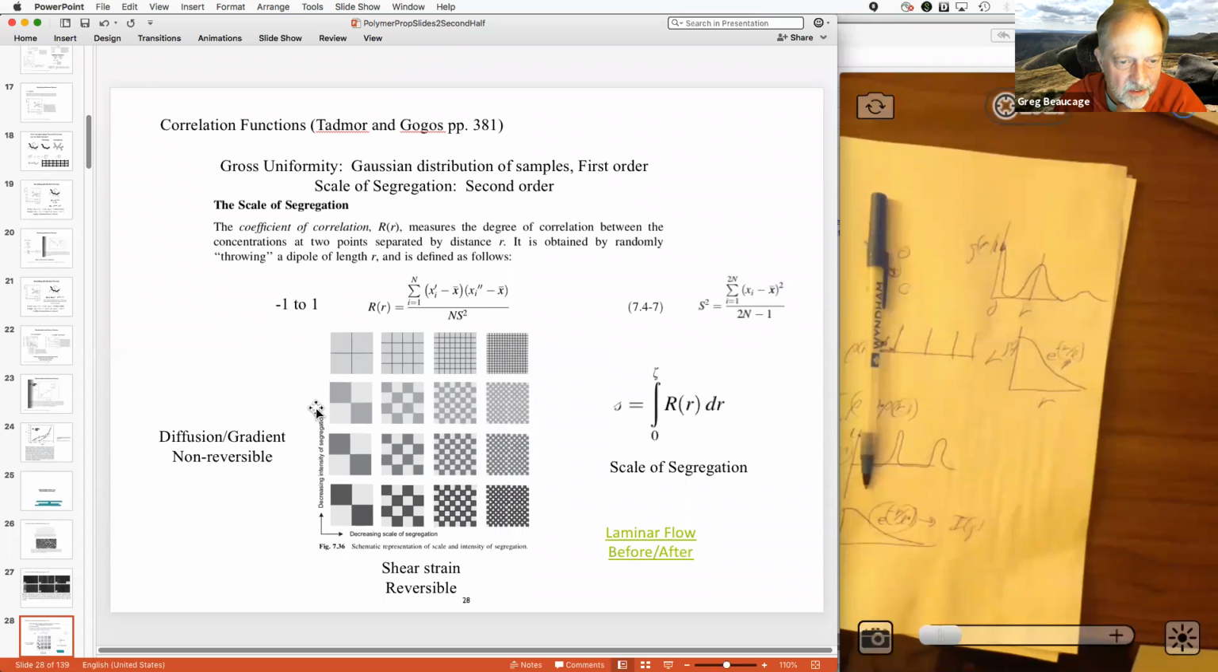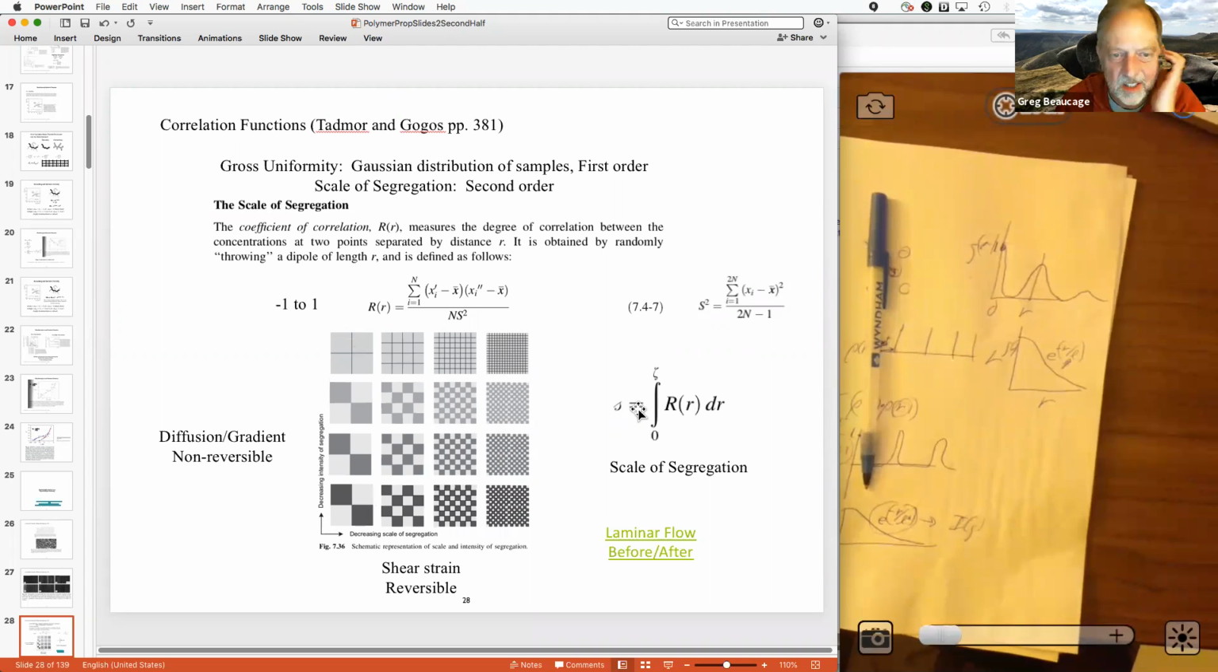So you have two kinds of mixing. One is diffusional mixing, where the boldness of the phases decreases until you get perfectly mixed, up here in the top left. And the other is the decreasing scale of segregation. So you're breaking up the pieces, and that would be caused by shear strain.